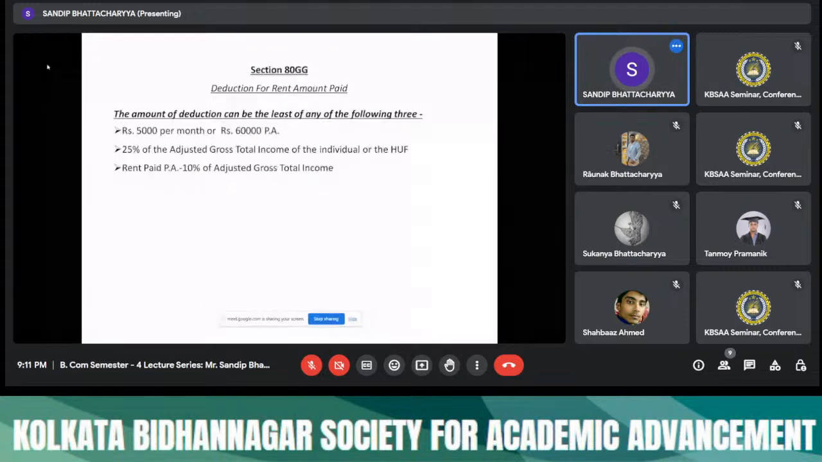So what is the amount? You can see the amount of deduction, least of any one of the following three. Rupees 5,000 per month, that is 60,000 per annum, 25% of the adjusted gross total income, rent paid minus 10% of the gross total income.